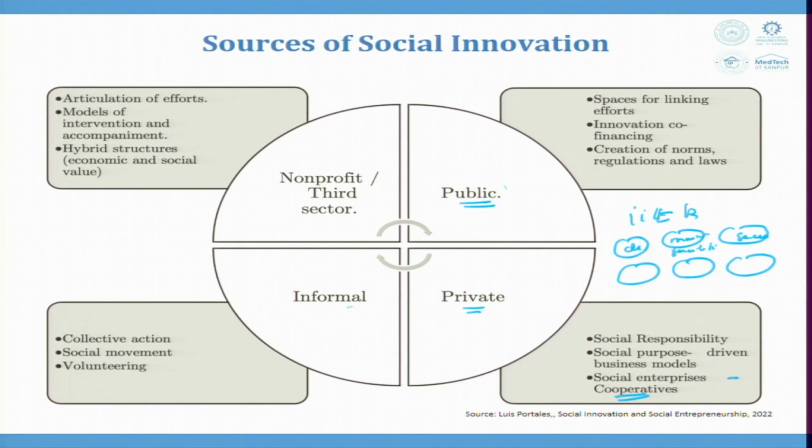When we talk about informal, it talks about collective actions, social movement and volunteering are part of informal. These are the sources. And the last one, which is non-profit, third sector, which is articulation of efforts, models of intervention and accompaniment, and last is hybrid structures like economic and social values are part of it. These are the different sources which fall under the four verticals of public, private, informal and third sector.